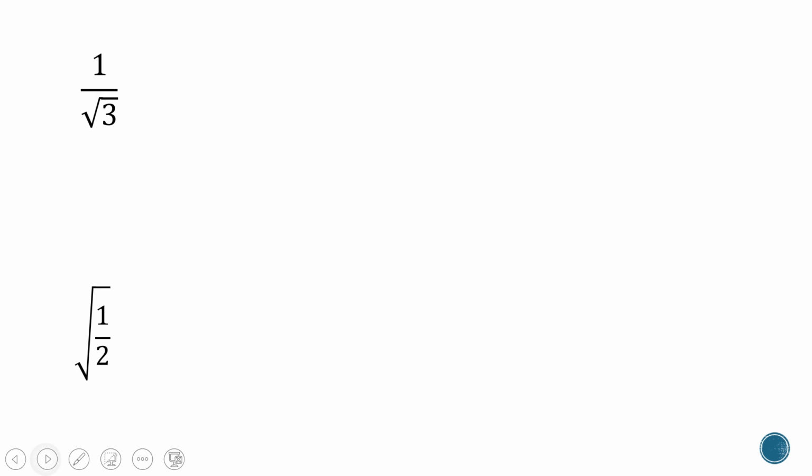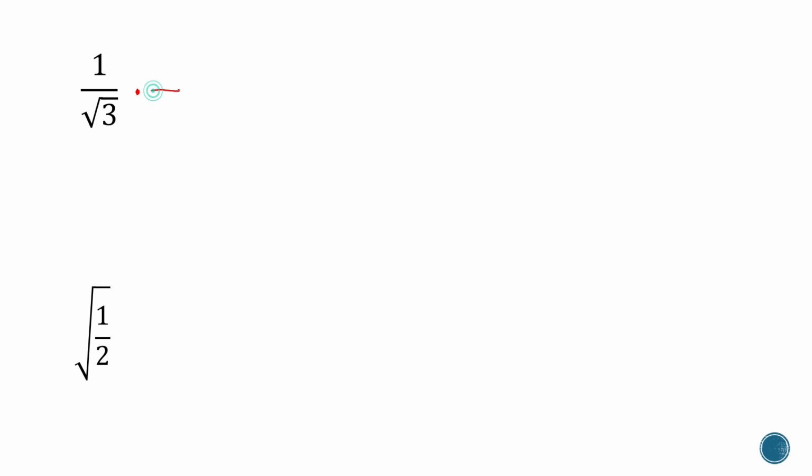Okay, let me show you some examples. 1 over the square root of 3. The thing about dividing radicals is that we cannot have a radical in the denominator. So we need to remove that radical sign. And how are we going to do that mathematically? The process is what we call rationalization.